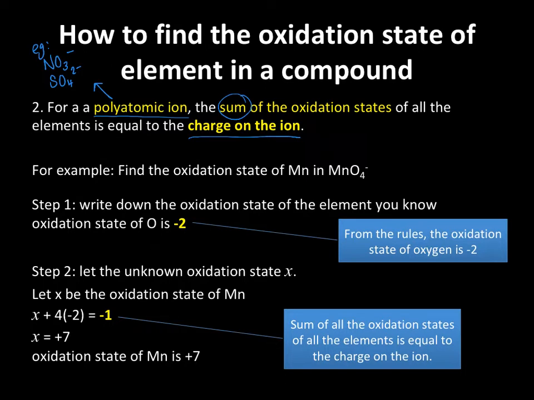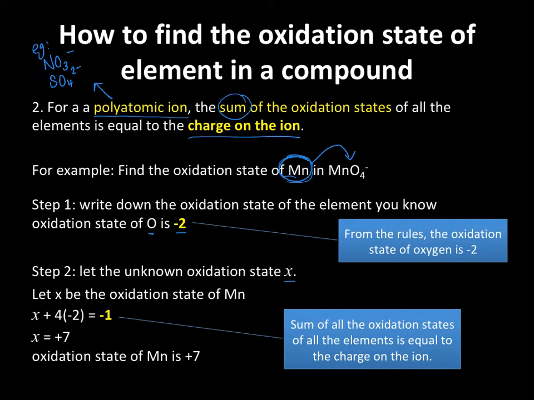If I want to look for the oxidation state of manganese in MnO4 minus, same thing. Step 1, I write down the oxidation state of whatever elements I know based on the rules. Okay, so my oxidation state of oxygen is -2. I already know this. And step 2, I let the unknown oxidation state be X. So the unknown here is the oxidation state of Mn. That's why I let X be the oxidation state of Mn.